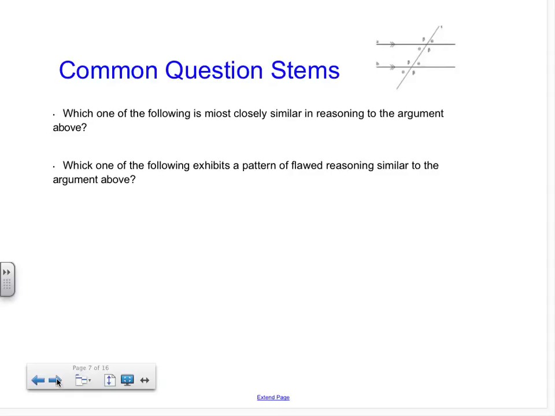Please take a moment to read through the following question stems. Press pause, and when you are ready to continue, press play. We will continue.